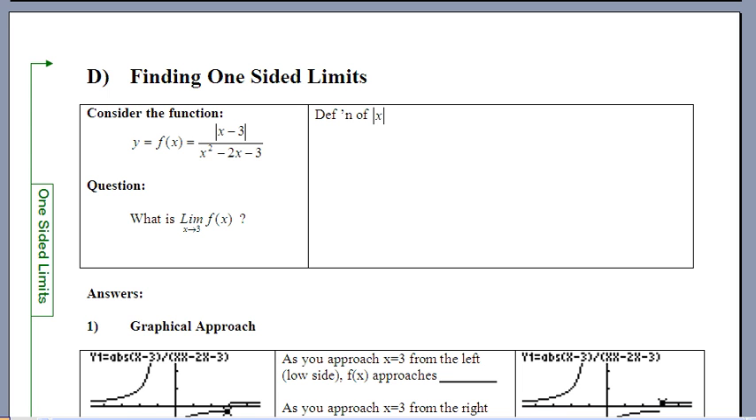And just to get into this issue of one-sided limits, I'm going to show you a function that happens to have an absolute value embedded in it. So it's a rational expression, but hidden up in that numerator is this x minus 3 that is inside some absolute value bars. So I wanted to think about what the definition of absolute value of x is.